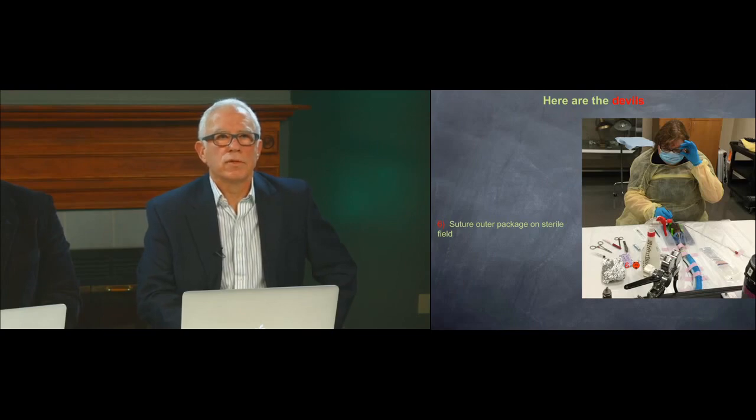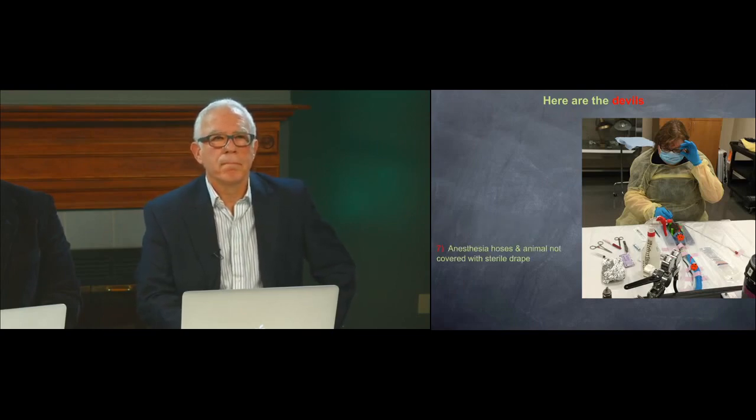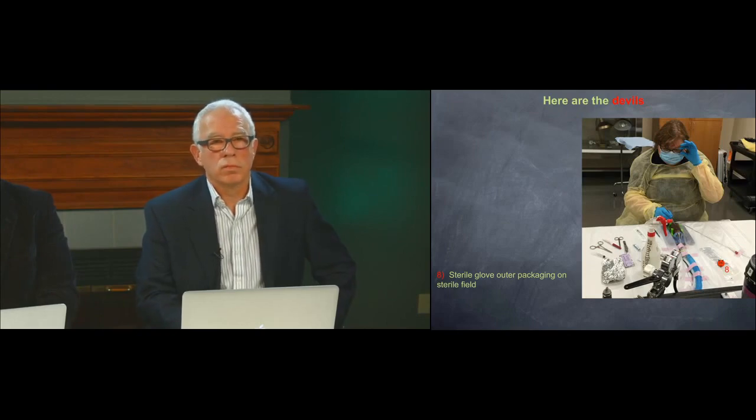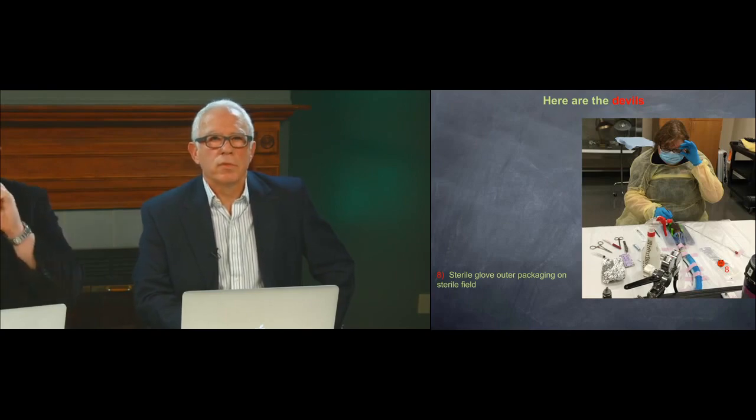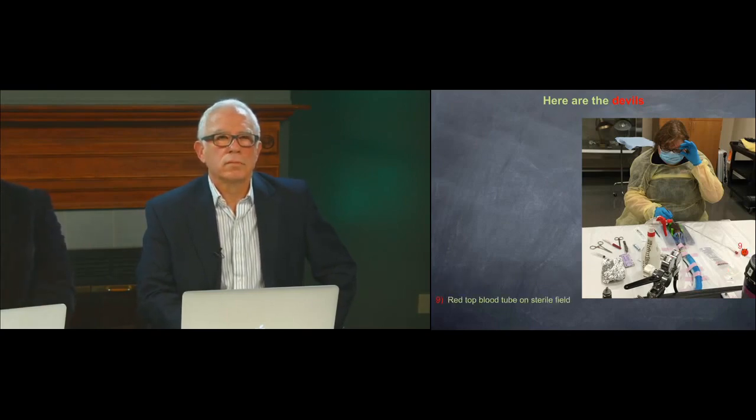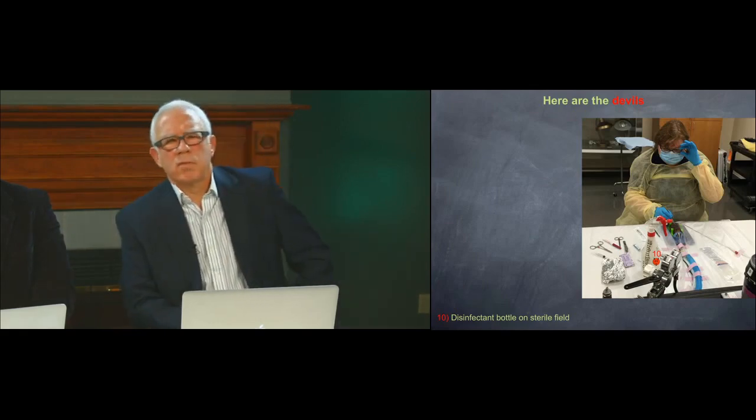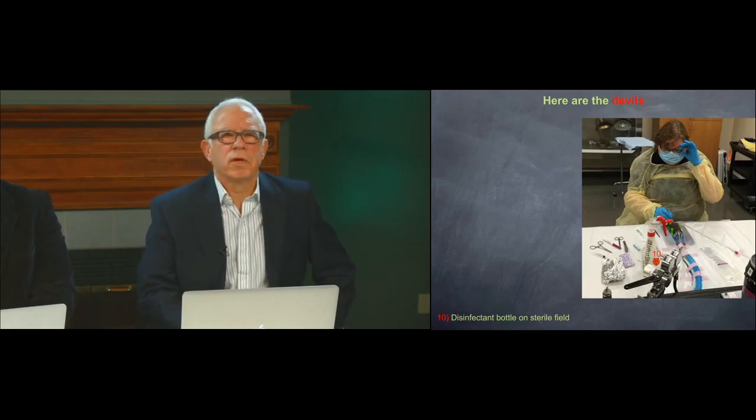Look at the anesthesia hose and the animal, no drape on them. The sterile glove outer package, can you see that? Again, the internal contents of this package may be sterile, or should be sterile. The outer package is not. You see that red top tube right there, unsterile. And lastly, see that disinfectant bottle, number 10, on the sterile field. So very, very clear, right? Very logical. Anybody could have figured this out, right?